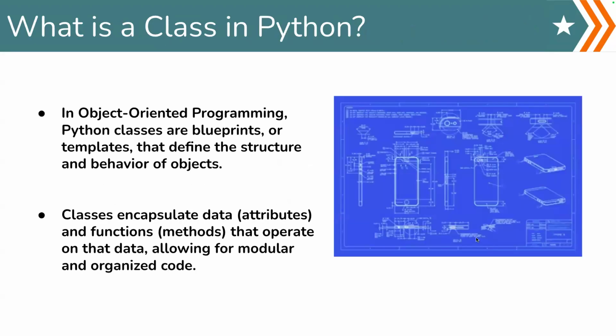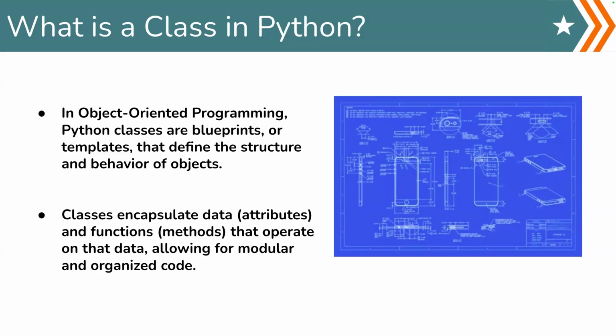All right, so what is a class in Python? In object-oriented programming, Python classes are blueprints or templates that define the structure and behavior of an object. Classes encapsulate data, which are attributes, and functions, methods, that operate on that data, allowing for modular and organized code. Now, that's a lot of text. If there's anything that you're going to take out of this, what a class is, it's just essentially a blueprint. It's a step-by-step, this is how you build this information.